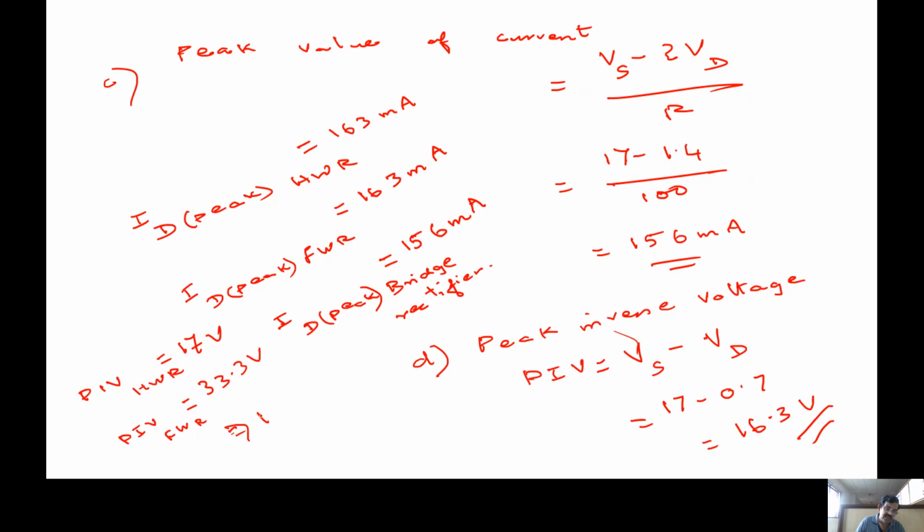Peak inverse voltage in the case of the bridge rectifier, BR I will write it, is 16.3 volt. So you can see the advantage from the peak inverse voltage of the bridge rectifier configuration.